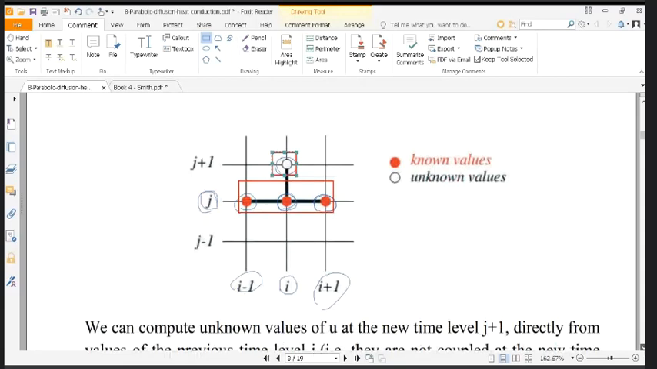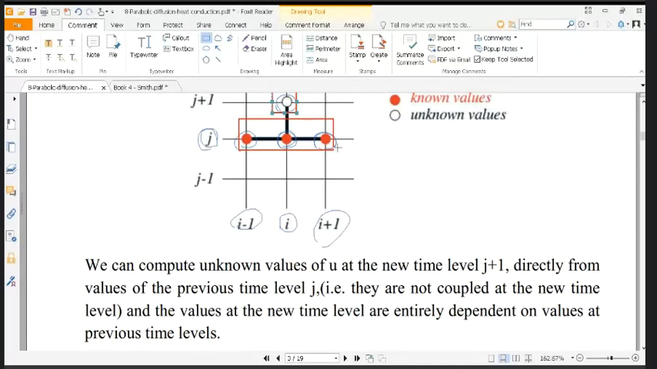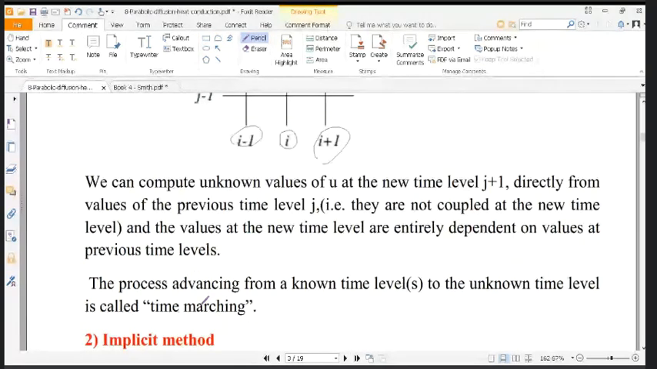We can compute the unknown value of u at the new time level j plus 1 directly from the values of u at the previous time level, t j. They are not computed at the new time level, and the values at the new time level depend on the values at the previous time level. This is the process of advancing from the initial condition. Please pay attention: we start from the initial condition and move on to the next step size, or the next time level.